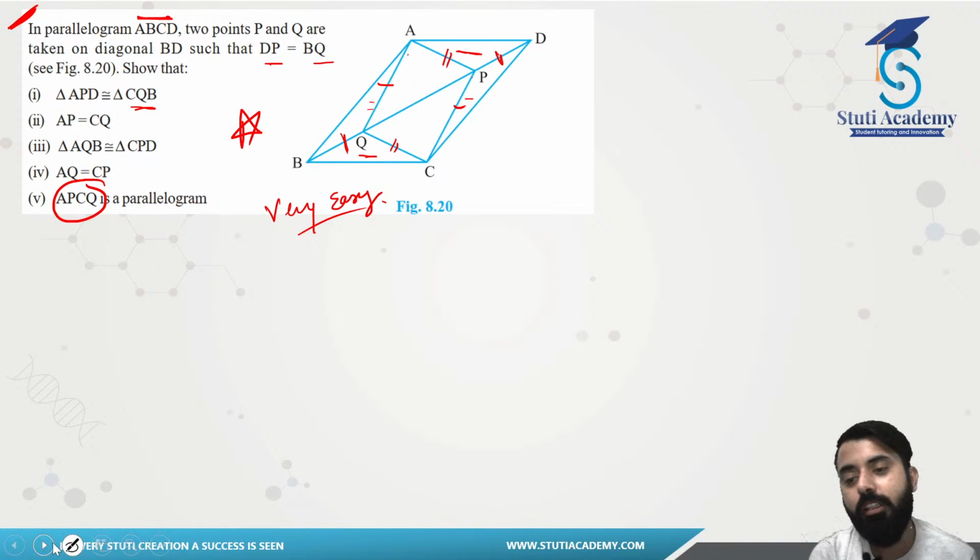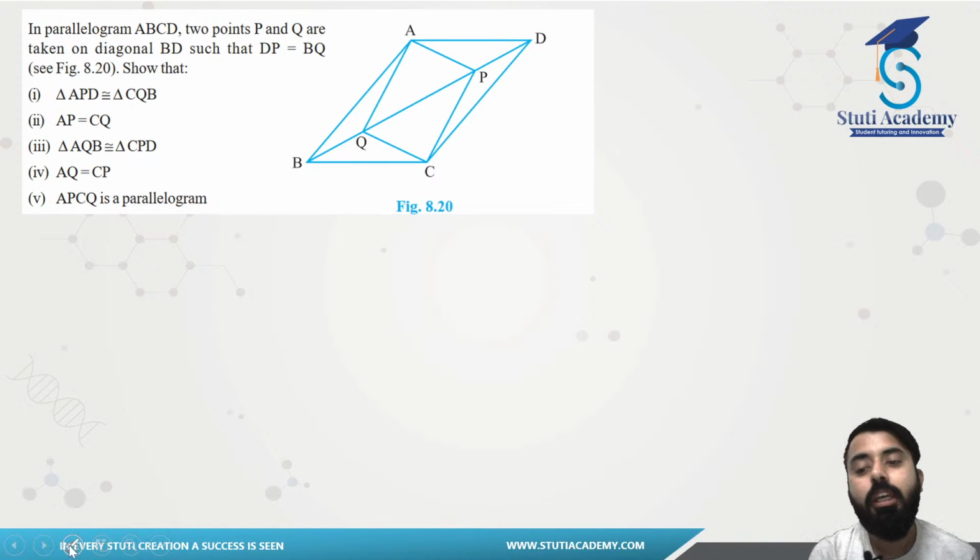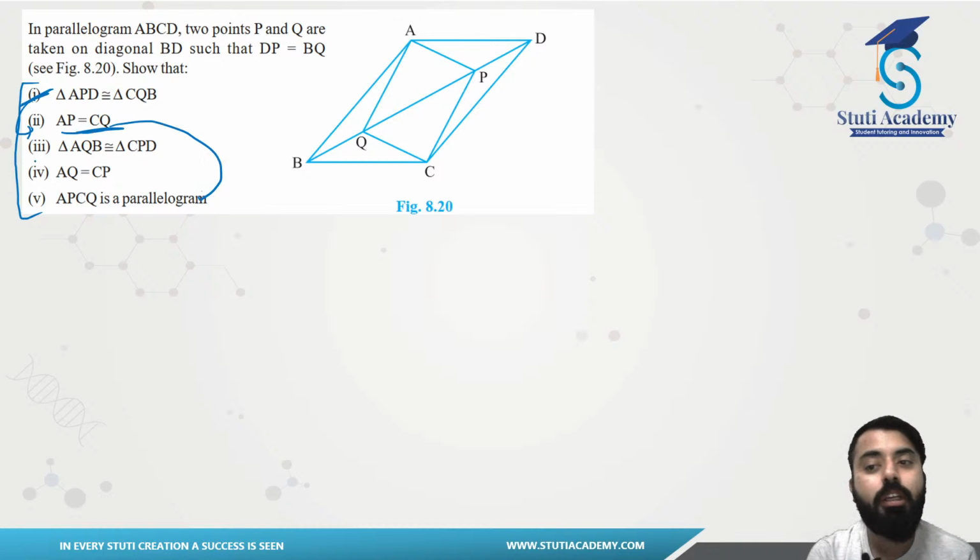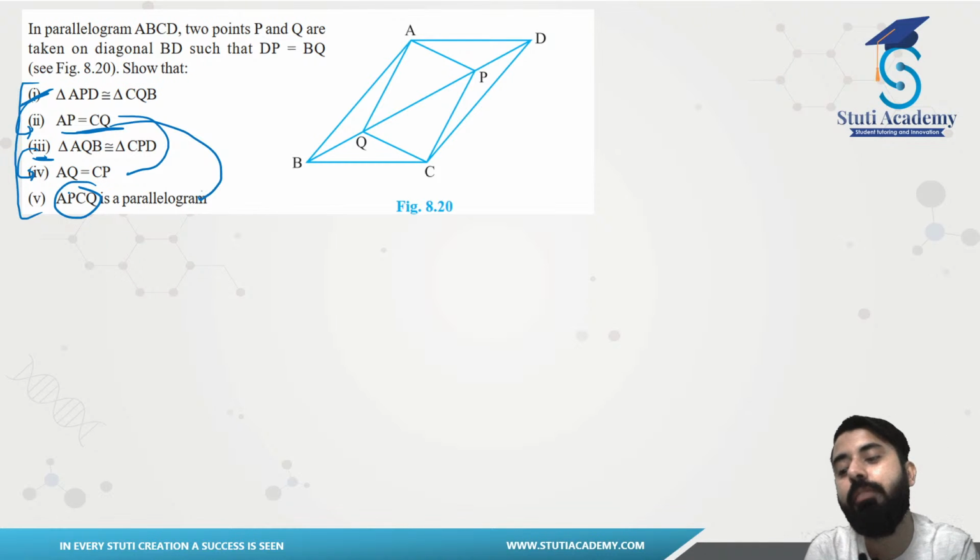So you guys see, in this question, each and everything is related to one another. Remember, each and everything is related. Once you have proven your first part, you will be getting the second one. Once you have proven the second part, that will be helpful for your fifth. Once you have proven your third, you will be getting your fourth. And once you are done with your second and fourth, ultimately you will be getting your fifth. So remember, it is a systematic way. You have to attempt the first four parts and easily you can say your fifth part, that means APCQ is a parallelogram.